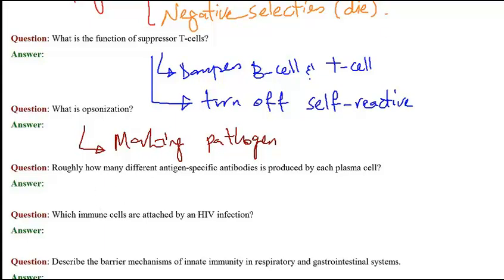The next question is, roughly how many different antigen-specific antibodies is produced by each plasma cell? And the answer is, each plasma cell is specific to produce only one type of antibody. All right, so only one type of antibody per plasma cell. We discussed that the variable region is plastic and flexible and can bind different pathogens, but there is still one type of antibody that is being produced by each plasma cell.